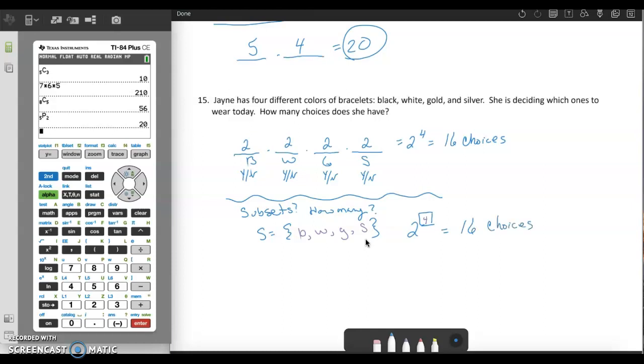Either way you look at it, anytime you have that yes, no decision to make, but it has to be yes, no for every single level, not for just one of them, then we know it's really a subset question and we're doing 2 to the whatever power is appropriate.